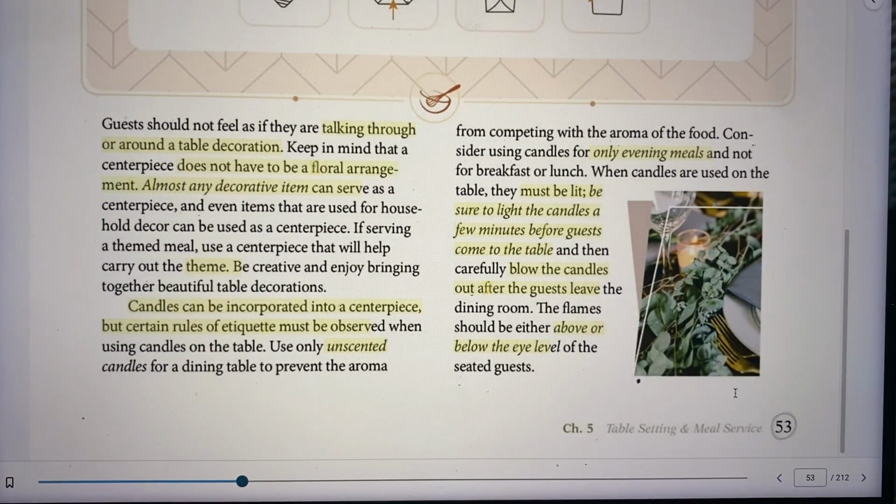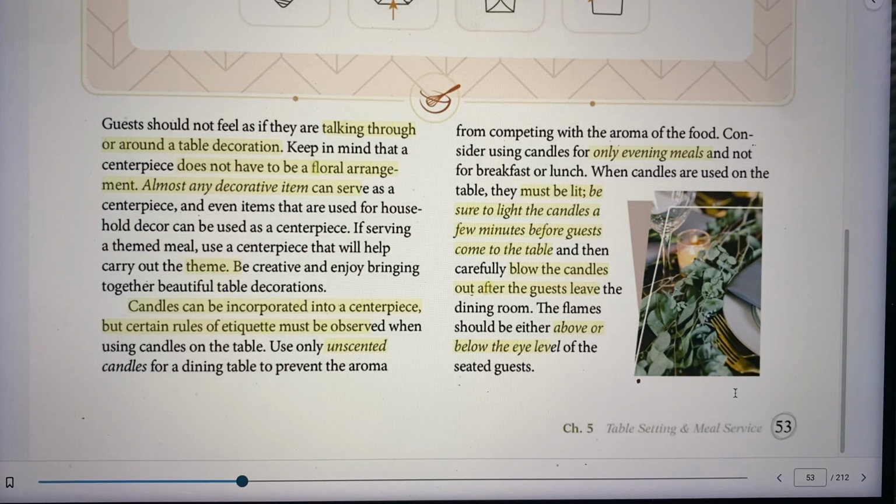It says, guests should not feel as if they're talking through a table decoration. So keep in mind that the centerpiece does not have to be a floral arrangement. It can be a decorative item, like you could actually make your centerpiece if you like to, or you can use a household article. I've done that before. One time I actually used a timepiece as the centerpiece, and maybe put flowers or something around it. Make your own centerpiece. Can be great.